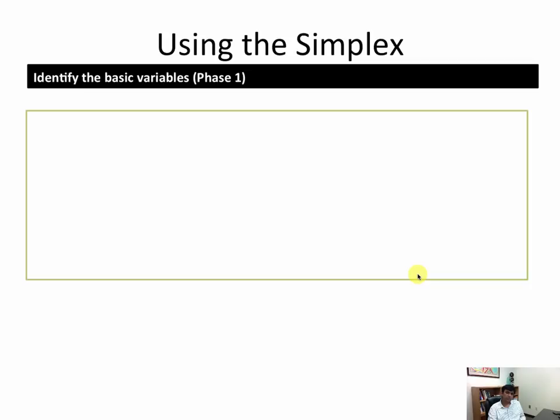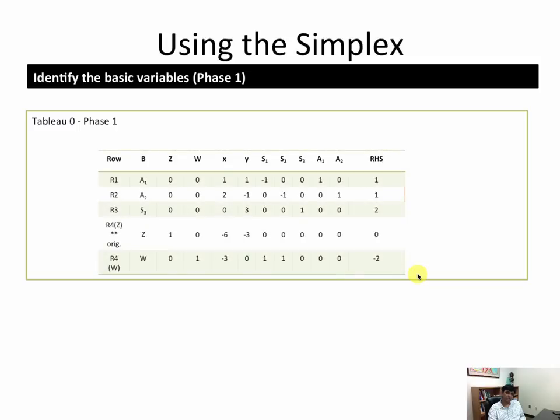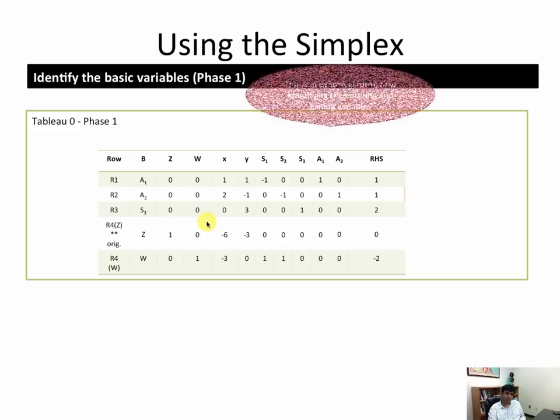Now we will continue with the same process of identifying the basic variables, and our basic variables for Tableau 1 are given here: A1, A2, S3, Z, and W. So in this case, A1 is basic, A2 is basic, S3 is basic, Z is basic, and W is basic. So this is now a canonical form.